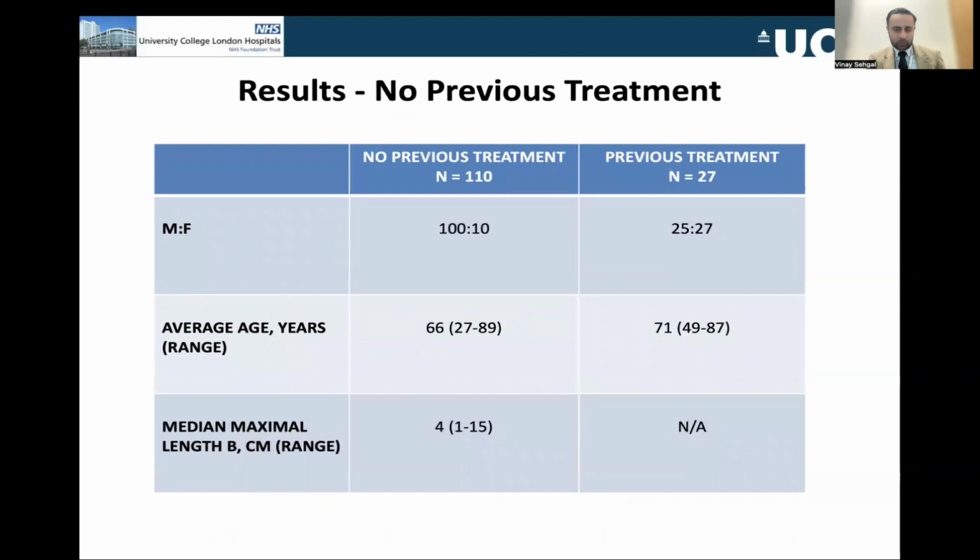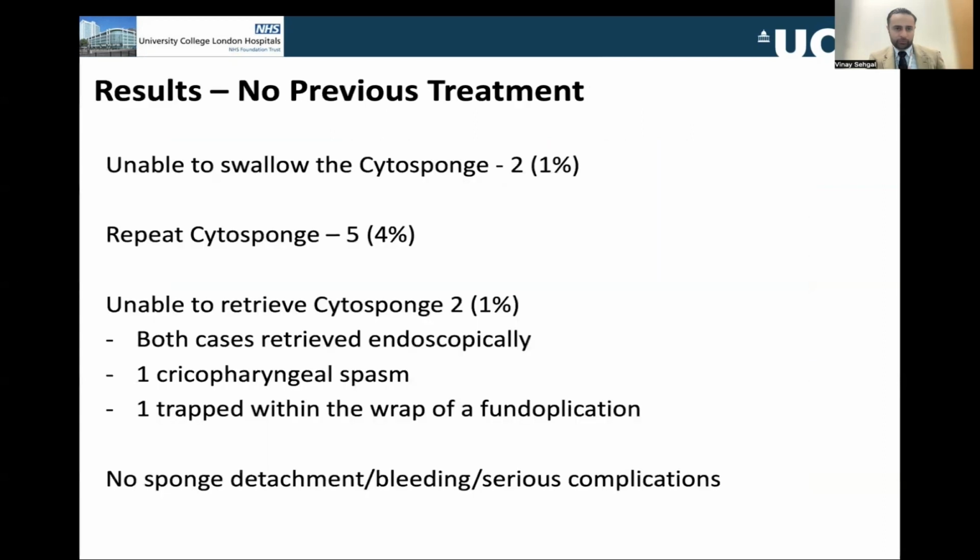So we performed the procedure and now have follow-up endoscopic data for 137 patients. The male to female ratio and age is expected given our understanding of this condition to date. Obviously, patients in the previous treatment cohort had no visible Barrett's, so there was no relevant maximum length of Barrett's in this cohort, whereas it was 4 centimeters for the no previous treatment group.